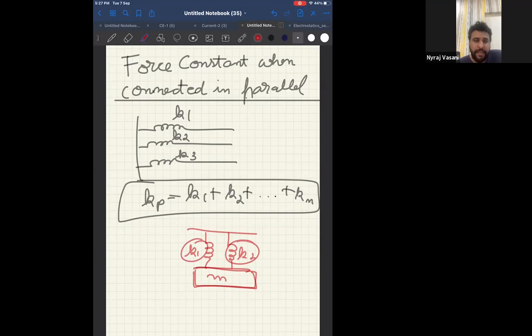Now, understood this much: force constant when connected in series and force constant when connected in parallel.